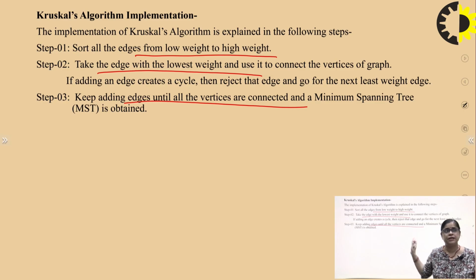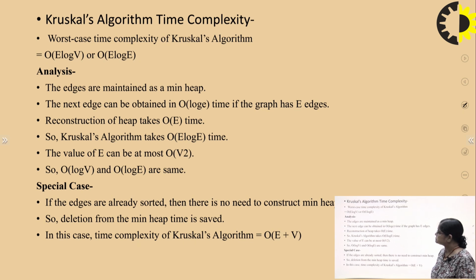All of this implementation we can see in an example: how we sort all the edges from low weight to high, why we take the lowest weight, how we discard cycles, and how we connect and find the minimum spanning tree. So we can see that by the example. Now, if I discuss the time complexity of Kruskal's algorithm, we should keep in mind that the time complexity is big O of E plus V.